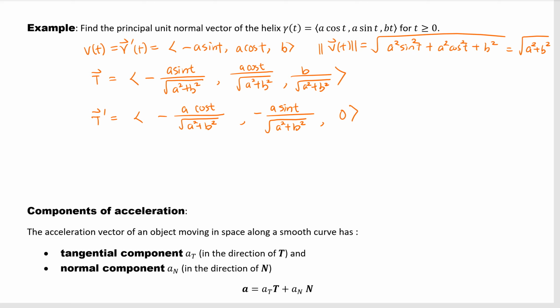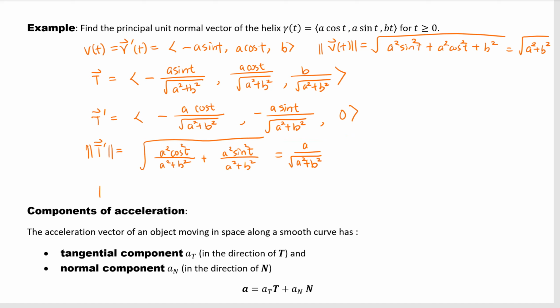Okay, now what is the magnitude of T prime? Well, it is the square root of each term squared: a squared cosine squared over a squared plus b squared, plus a squared sine squared over a squared plus b squared, plus 0, right? And you can see we can combine them, and sine squared plus cosine squared is 1, so we just get the square root of a squared, which is a, if we assume a and b are positive. And then at the bottom we have the square root of a squared plus b squared.